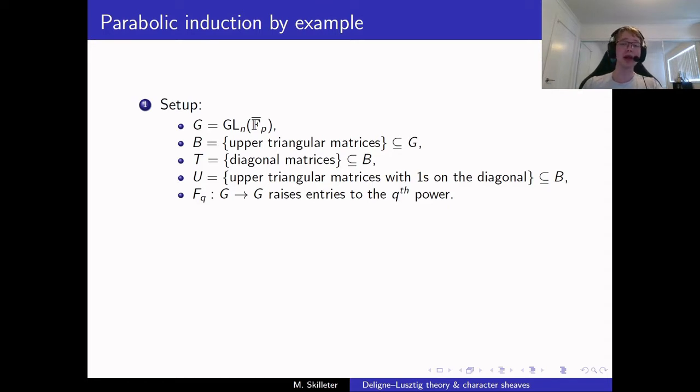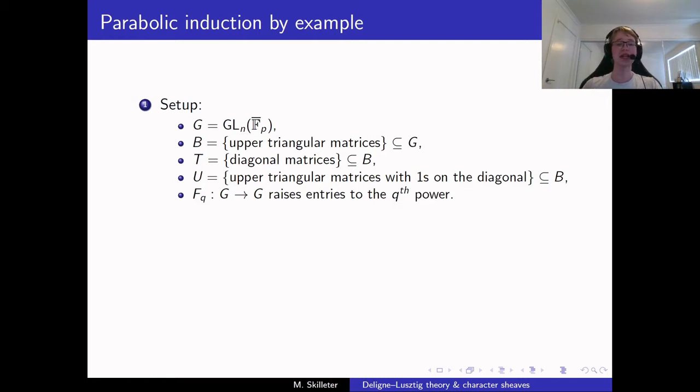Now, B is what's known as a Borel subgroup, which I don't want to define, but if I say the word Borel in the rest of the video, and you don't know what it means, I want you to think concretely of upper triangular matrices inside G. We've also got the subgroup T of diagonal matrices inside B, which I'm denoting by T because it's what's known as a torus. Again, if you don't know what a torus is, I want you to think of diagonal matrices inside B. The last subgroup is U, the unipotent radical of B. It's upper triangular matrices with ones on the diagonal. And finally, we've got our Frobenius F_q, which raises all the entries in a matrix to the qth power.